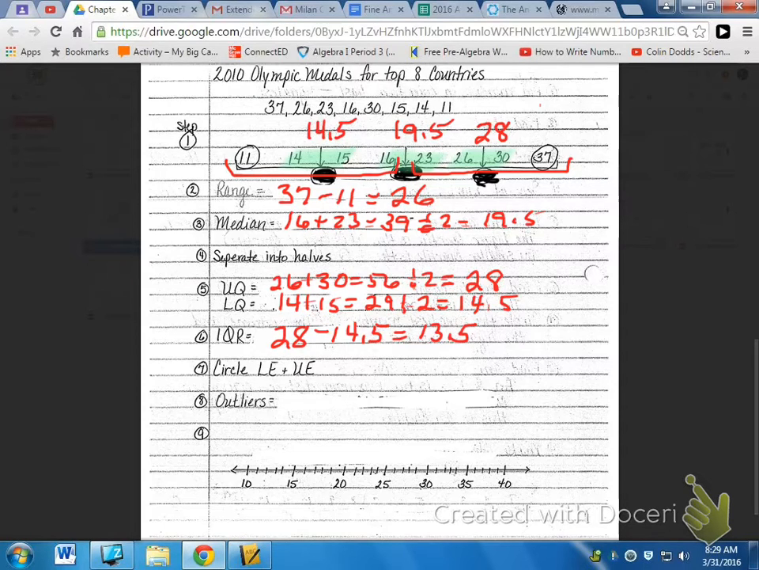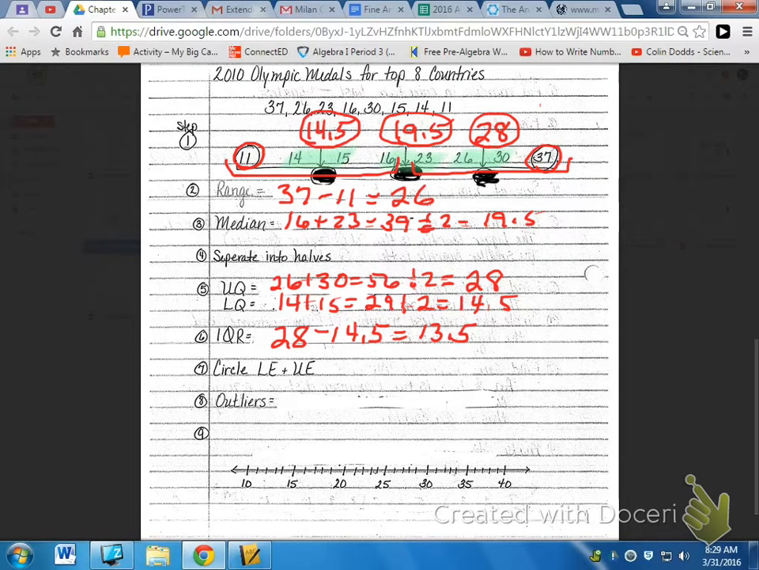Okay, the last thing, it says circle the lower extreme, looks like it already is, the 11, and the upper extreme, 37. Okay, the 5 important numbers that you need are the 2 that are circled, and now I'm going to circle the other 3. The lower quartile, the median, and the upper quartile.